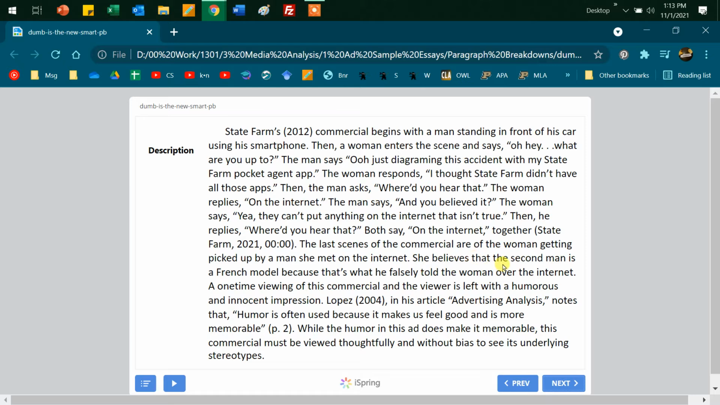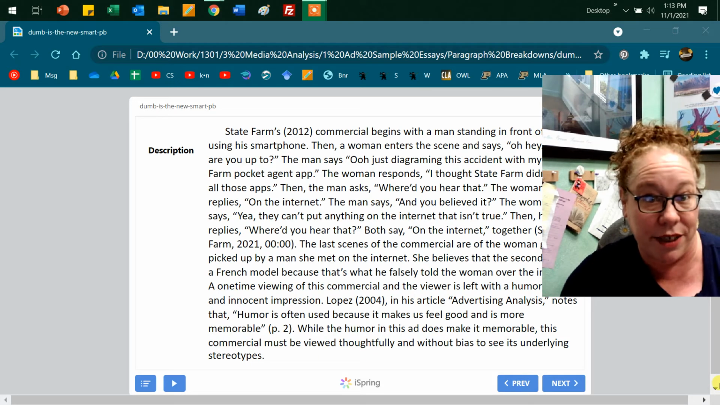The last scenes of the commercial are of the woman getting picked up by a man she met on the internet. She believes the second man is a French model because that's what he's falsely told the woman over the internet. A one-time viewing of this commercial, and the viewer is left with a humorous and innocent impression. Lopez, in his article, Advertising Analysis, notes that humor is often used because it makes us feel good and is more memorable. While humor in this ad does make it memorable, this commercial must be viewed thoughtfully and without bias to see its underlying stereotypes.